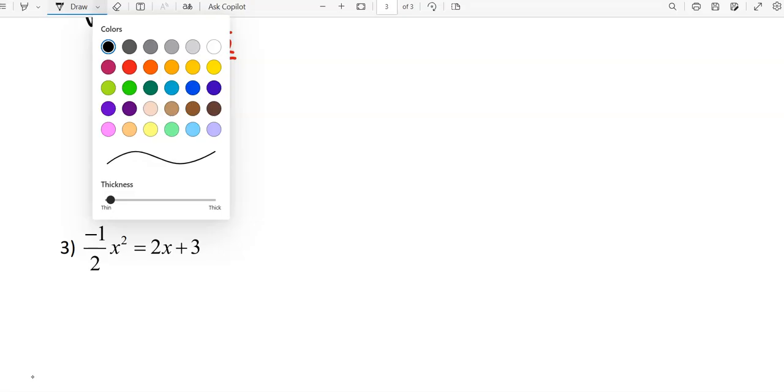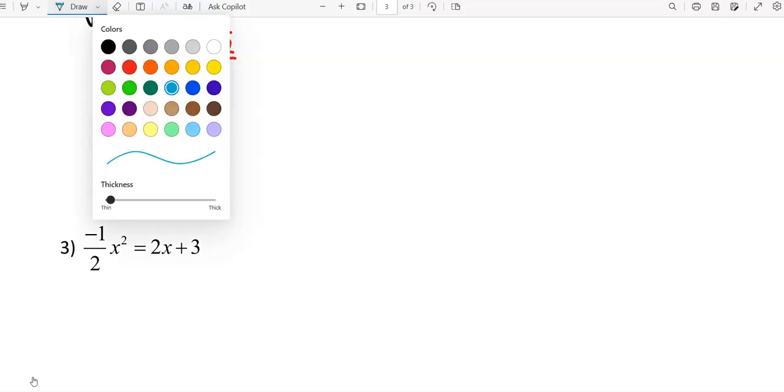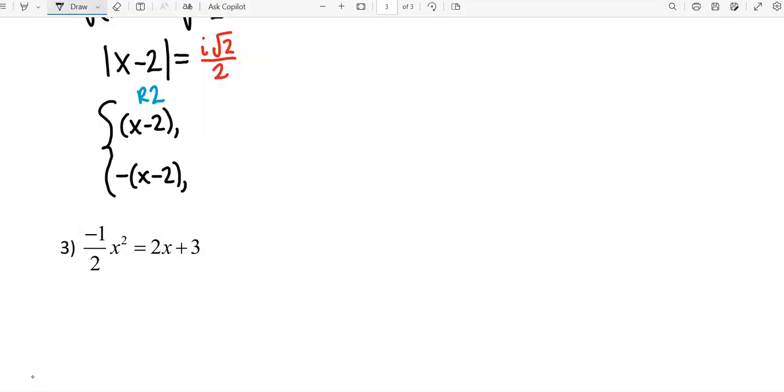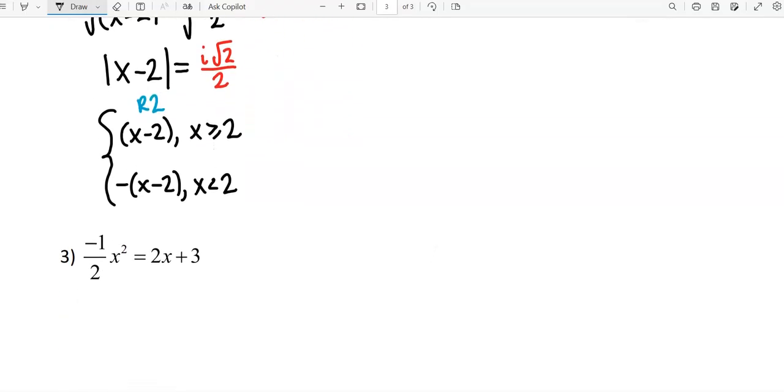What does the minus 2 do to your graph? Moves your vertex right 2. So where will my vertex be now? Close? 2, 0. So that means the first one's going to be for all x's greater than or equal to 2. And the second one is for all the x's less than 2. Knowing that the x minus 2 moves to the right 2 tells you where to start your domain. And then from there, we can solve both of our equations.